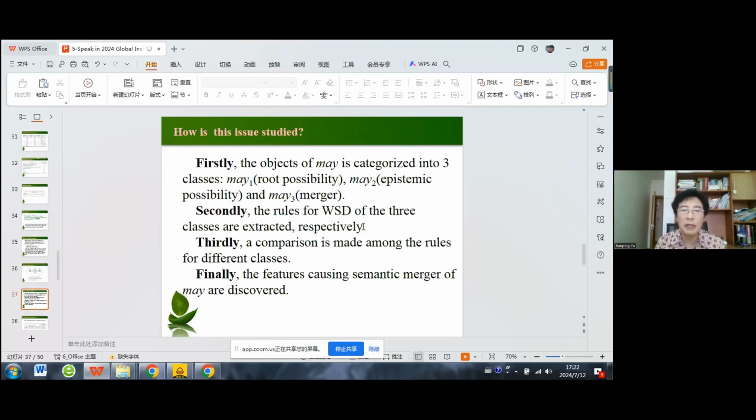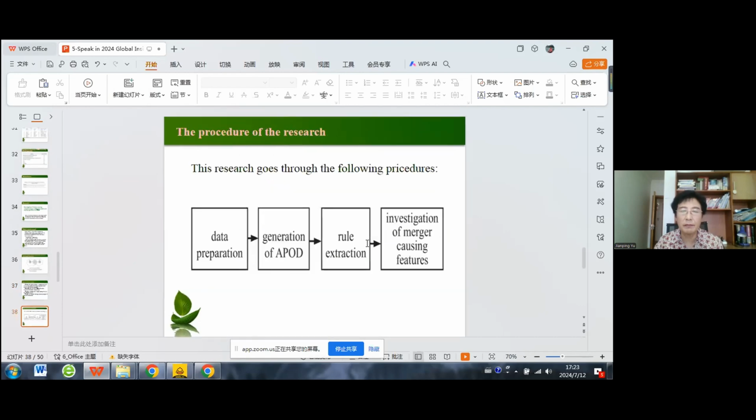Firstly, the objects of may are categorized into 3 classes: may 1, root possibility; may 2, epistemic possibility; and may 3, merger. Secondly, the rules for word-sense disambiguation of the 3 classes are extracted. Thirdly, a comparison is made among the rules for different classes. Fourthly, the features causing semantic merger of may are discovered. This is the procedure of the research.